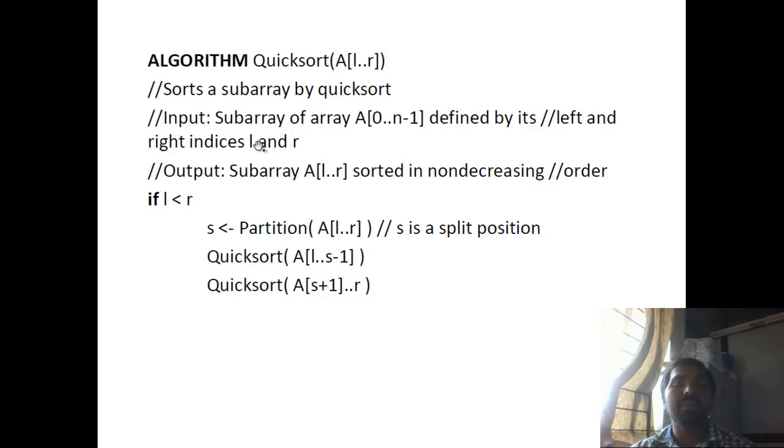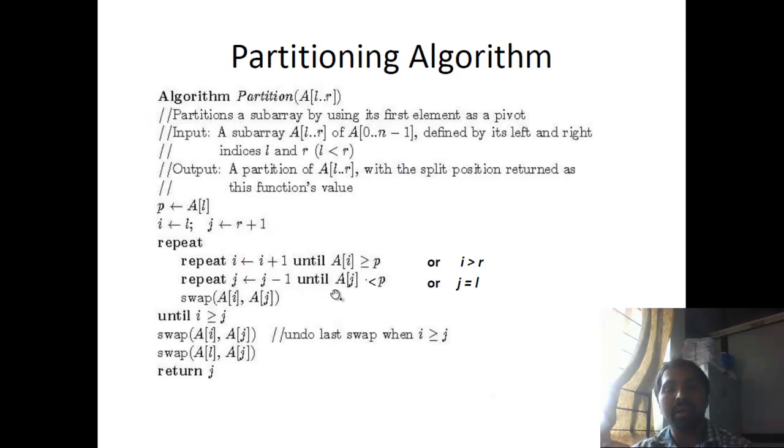Now the algorithm of quicksort. We take one input array, and the output is the sorted subarray. If the lower position, the left side index, is less than the right side index, then we take the partition based on the pivot element only. Wherever we fix the pivot position, S or P, we take one subarray A of L to S minus 1, and from the next element position to the right side index, we take another array.